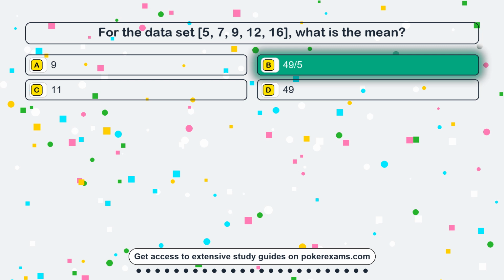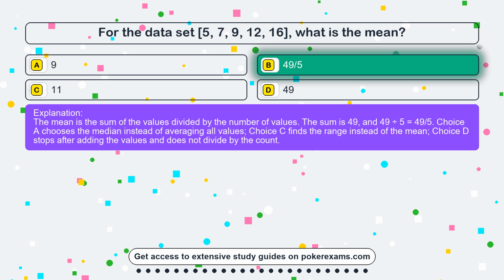The correct answer is option B, 49/5. The mean is the sum of the values divided by the number of values. The sum is 49, and 49 divided by 5 equals 49/5. Choice A chooses the median instead of averaging all values. Choice C finds the range instead of the mean. Choice D stops after adding the values and does not divide by the count.